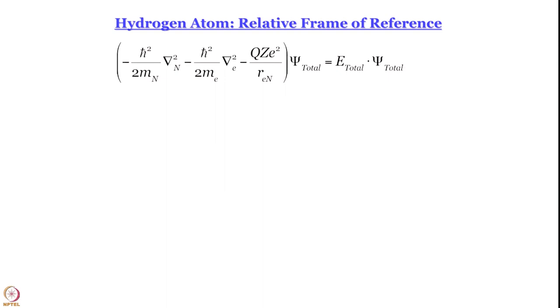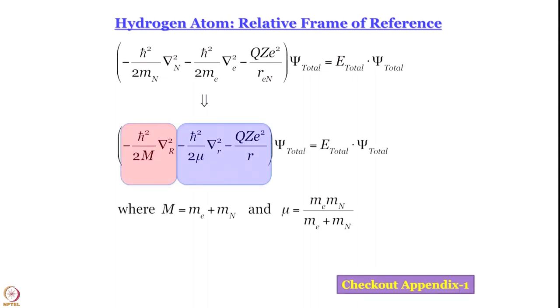So, what happens is that this Schrodinger equation in terms of electronic and nuclear coordinates can be rewritten in terms of relative coordinates and center of mass coordinates. Okay. So, what we see is how you do it. I will just browse through Appendix 1. If you are interested in the detail, you can go through it. It is not required for this course.